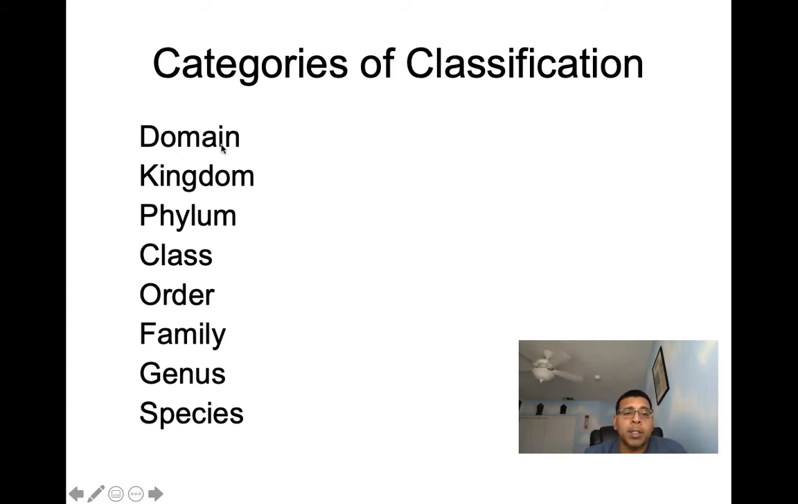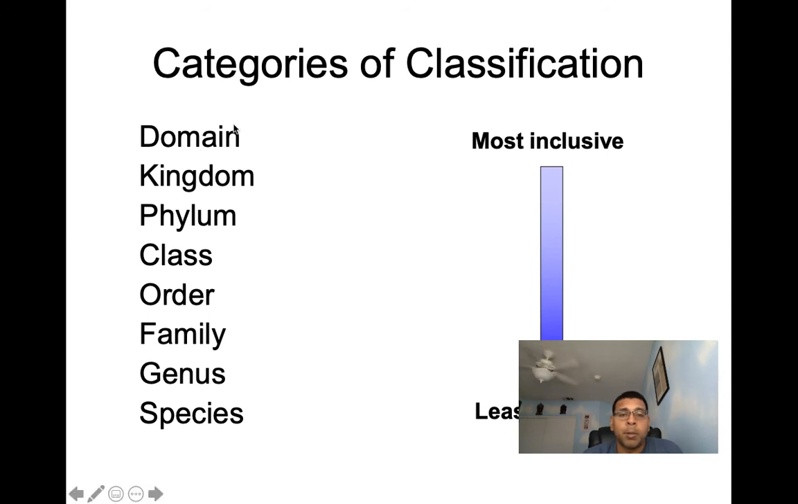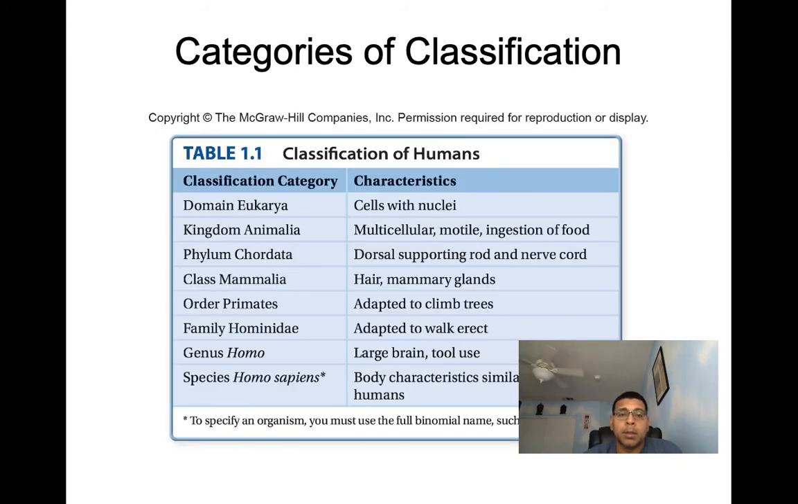So the categories of classification: domain, kingdom, phylum, class, order, family, genus, and species, going from most inclusive down to least inclusive. And then you can see the classification of humans. So domain eukarya, kingdom animalia, phylum chordata, class mammalia, order primates, family hominidae, genus Homo, and species Homo sapiens.